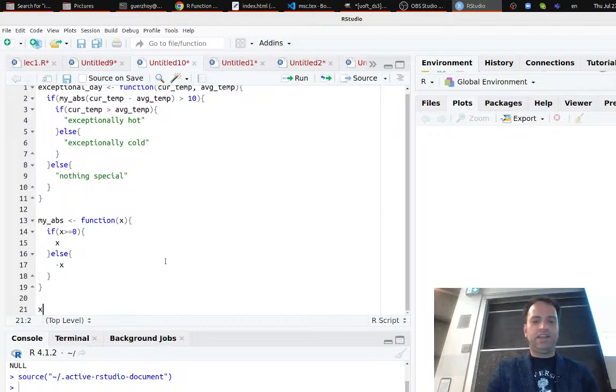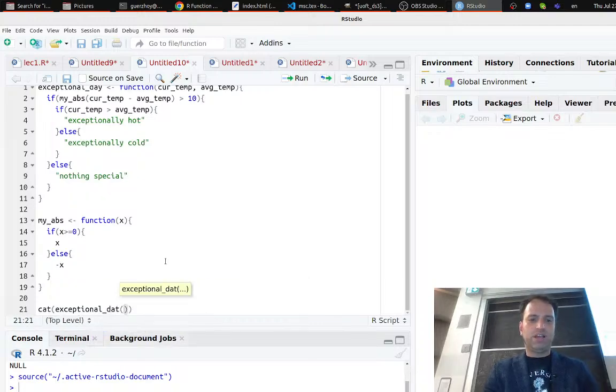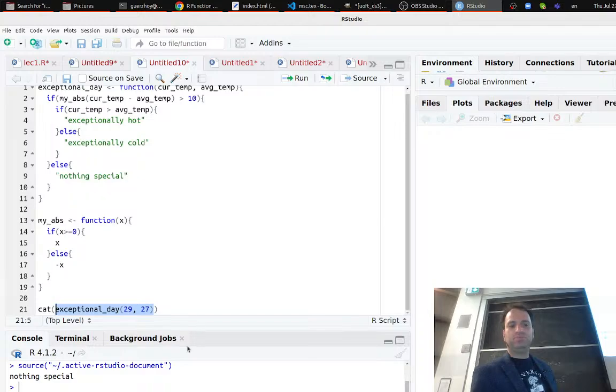So if I now say exceptional day, and so what's today? Today is, I think, 29, so not actually exceptional. And the average now is probably 27 or something in July. So what's going to happen is the value of this expression is going to be maybe exceptionally hot or exceptionally cold or nothing special. Right? So if I run it, the value of this is nothing special.